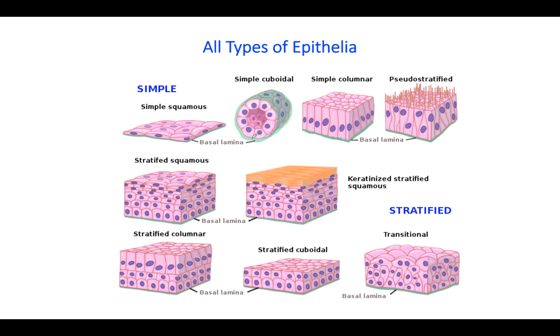Simple cuboidal and simple columnar epithelium function for secretion and absorption. And stratified cuboidal and stratified columnar epithelium function for protection. So we will study each epithelium in detail one by one.